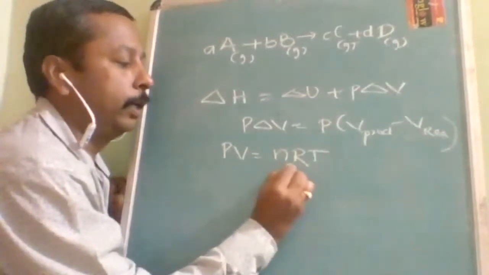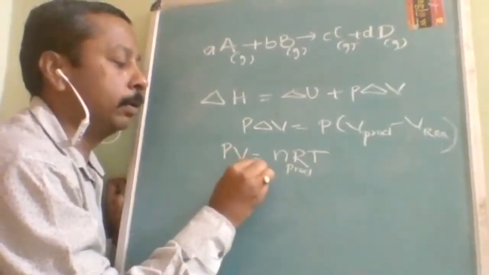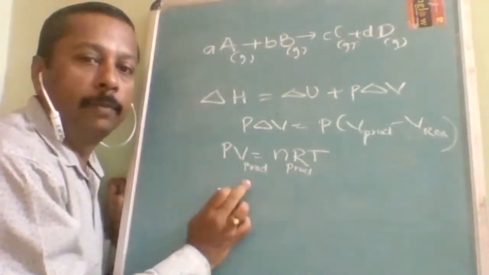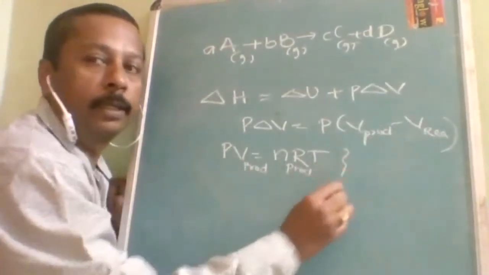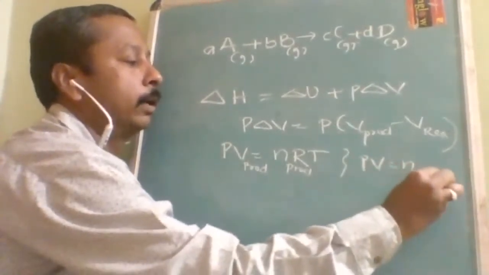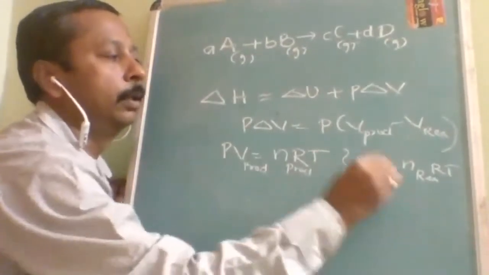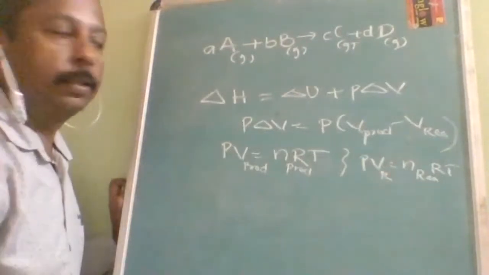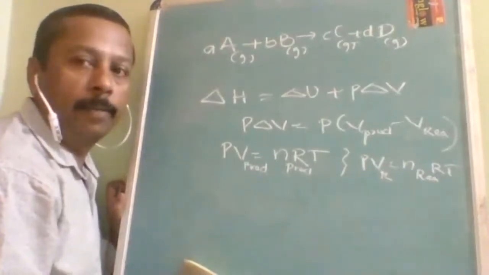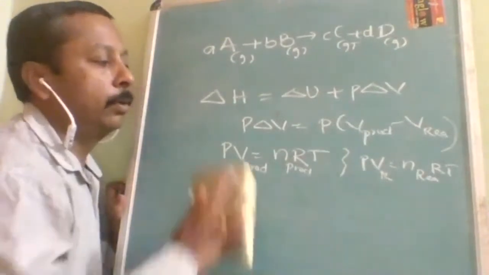If we write here number of moles of product, obviously the volume will be the volume of the product. Same way, if you write reactant, PV is equal to n reactant into RT, then this volume will be the volume of reactant. So instead of V, we can write nRT by P. Otherwise, P into V product we can write as n product into RT.